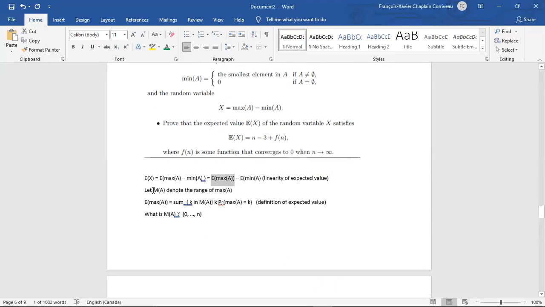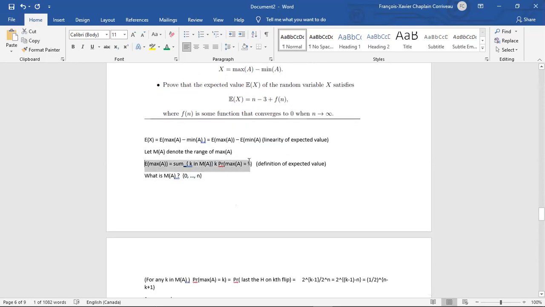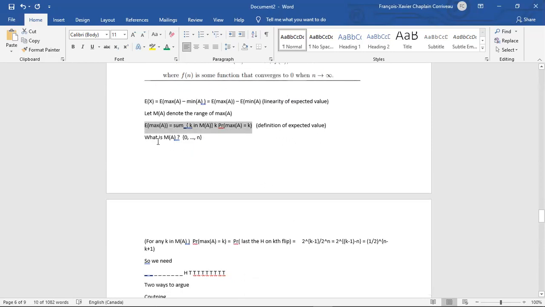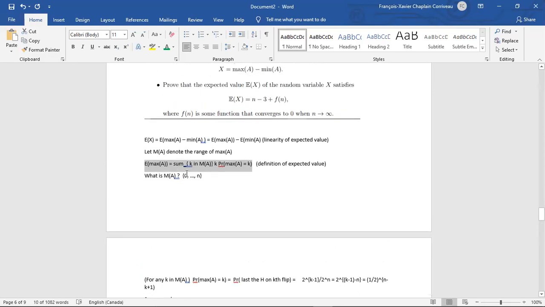So we look at the range of our function. Here, this thing denotes the range of my random variable, the maximum of it. So this line is just applying the definition of expected value. Now we covered what the range of it was. What are the possible values for the maximum of the subset that I generated? Well, it can certainly be 0 up to n.